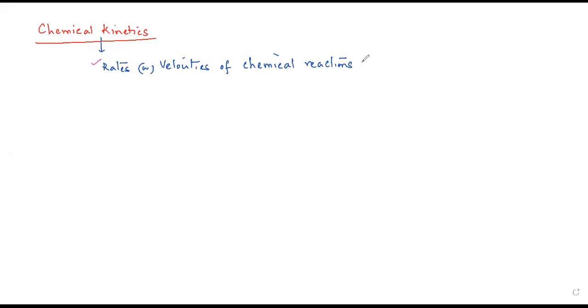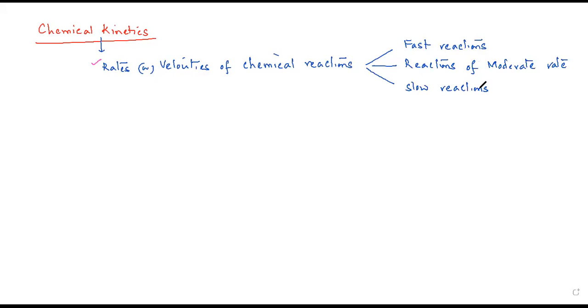Based on rate, reactions can be classified into, say, fast reactions, reactions of moderate rate, and then slow reactions, right?